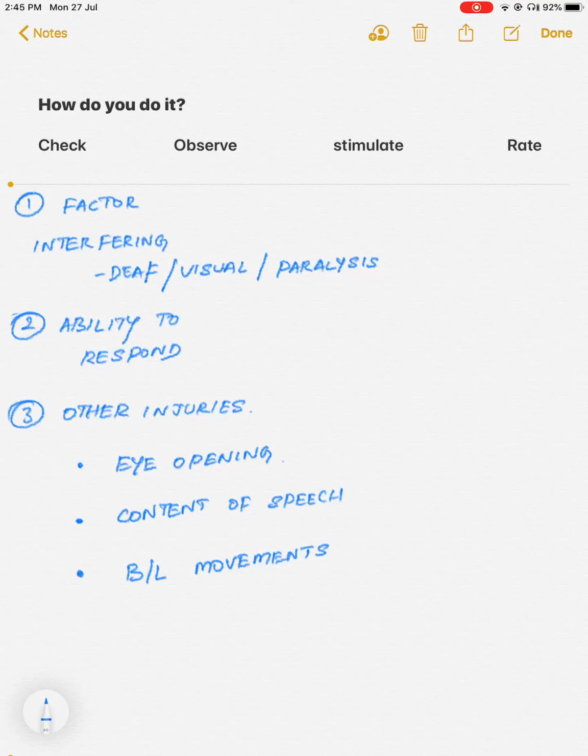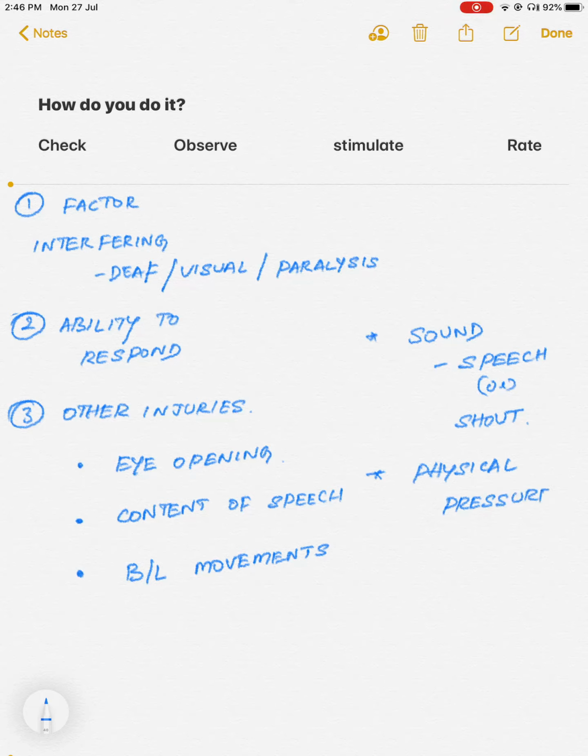In order to assess, we need to give stimuli. The first sort of stimulus would be sound. Either it could be speech, or if he doesn't respond to speech, we have to shout. So both of these are done. And the second thing is, if the patient is not responding to sound, then a physical stimulus has to be given. This physical stimulus is pressure.